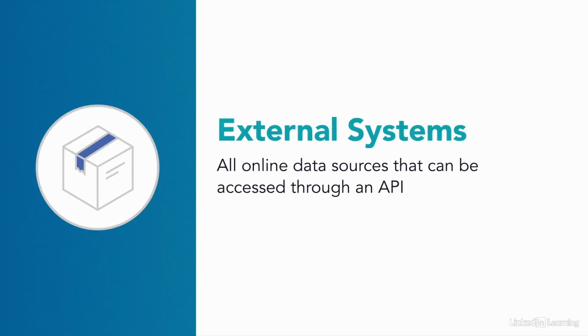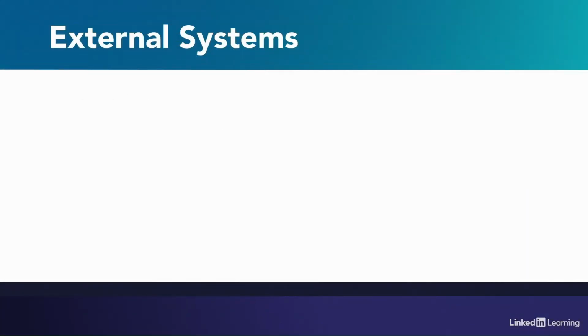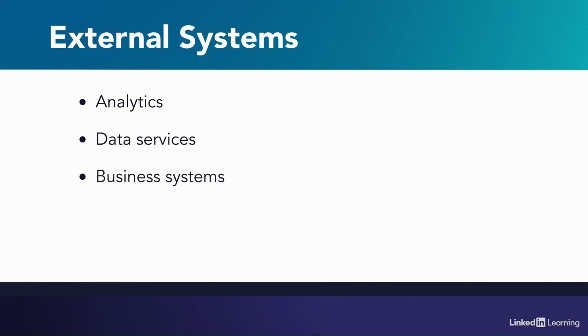They include all the sources of data on the Internet that can be accessed by an API. There are four main components to external systems. The first one is analytics, where data is transformed into information. The next is data services. These are sources of data available on the Internet. Business systems provide internal operational data that could be useful to the product. And finally, the last source of data are other IoT products.